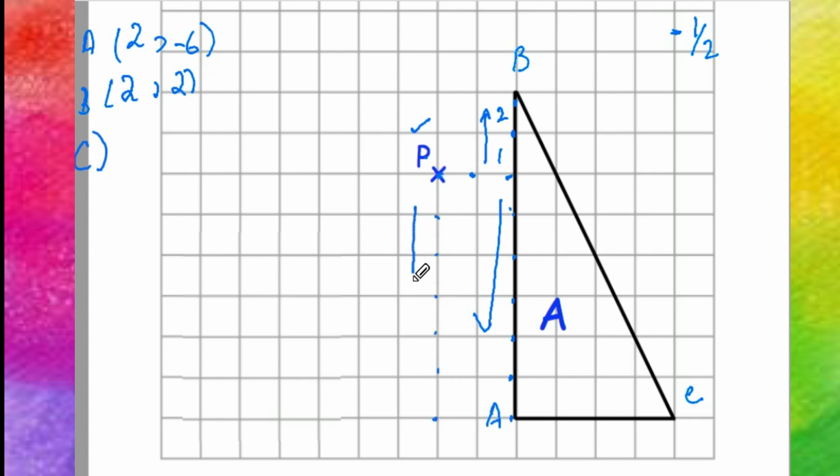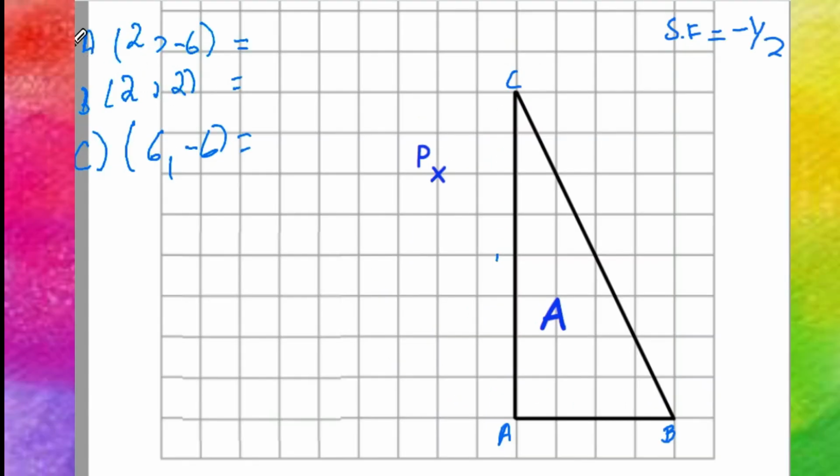Okay, so how many boxes do I have to go down? 6 boxes. It means your y will be equal to minus 6 because you are going down, right? Now you have to move towards the right. How many boxes? 1, 2, 3, 4, 5, 6. Alright, it means your x will be equal to 6. Understand? Now we have found all of our points.